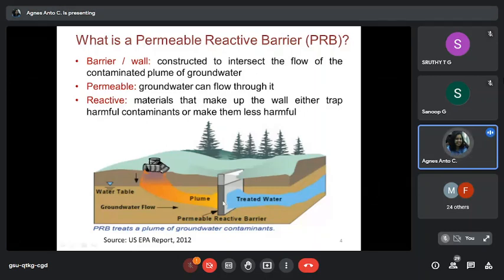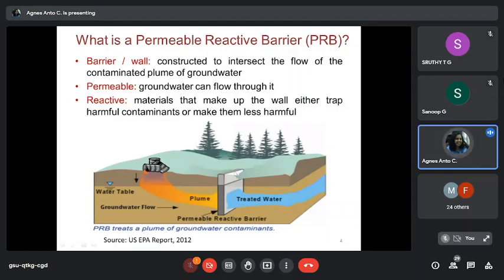So now we'll see this. You can see as depicted in this picture, the PRB or permeable reactive barrier. The contaminated plume is intersected by this barrier, and there is something happening inside your barrier. And because something is happening, you can see that when the plume exits the PRB, it goes out as treated water. So what is happening inside your PRB? What is there inside your PRB?